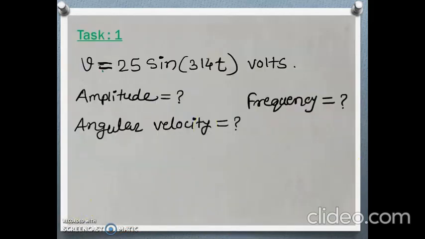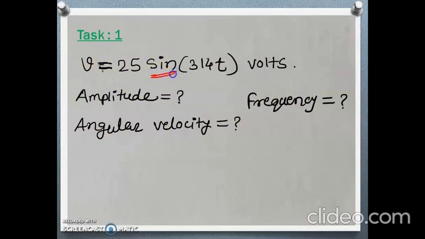Now, let's do one task here. Here, we have given v equals 25 sine of 314t volts, and we have to calculate the amplitude of this AC quantity, angular velocity and frequency.